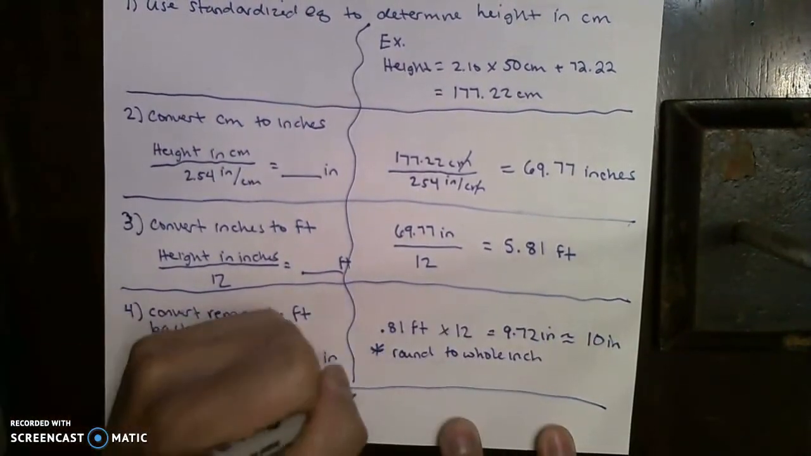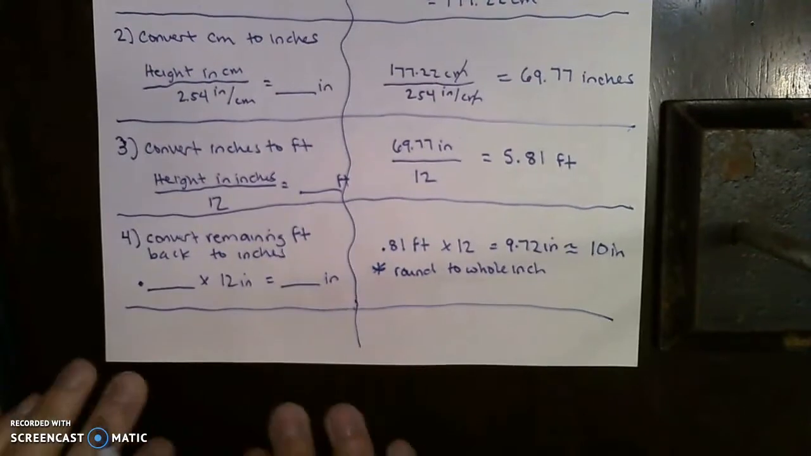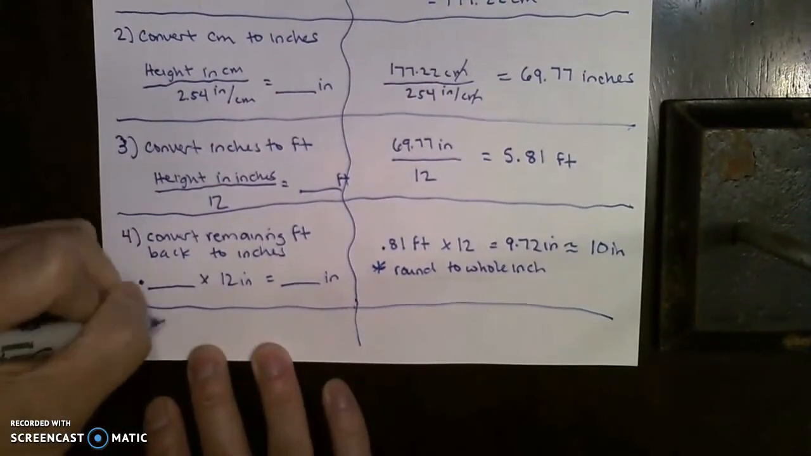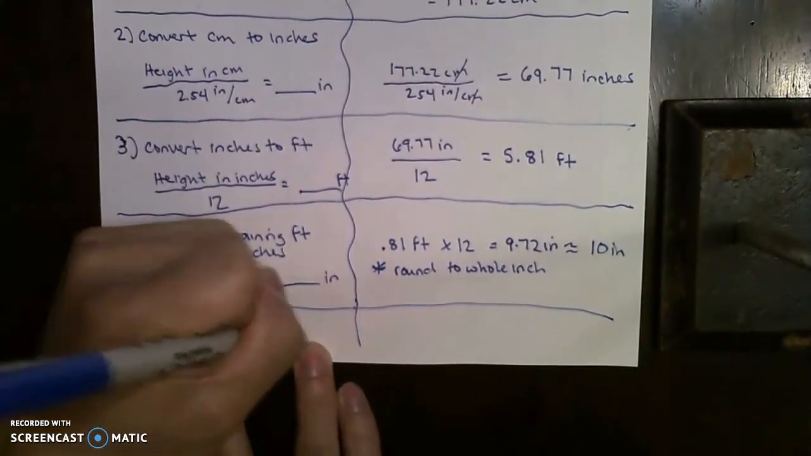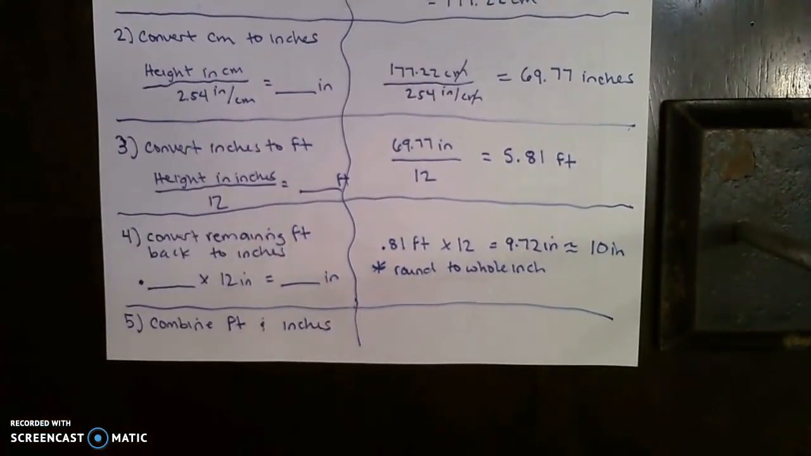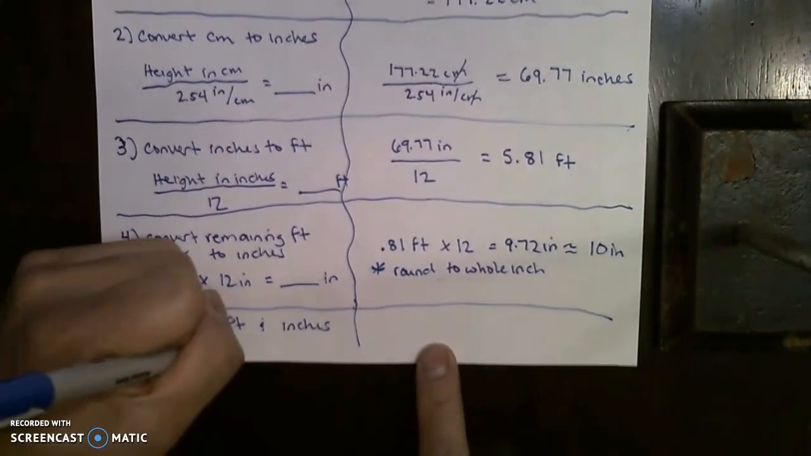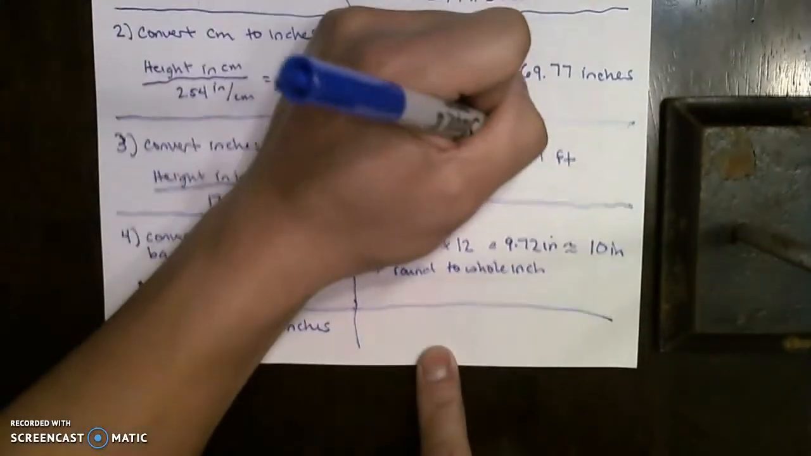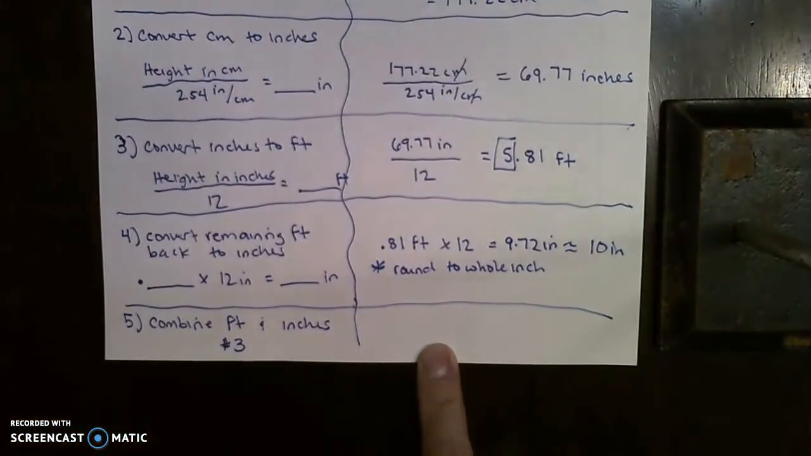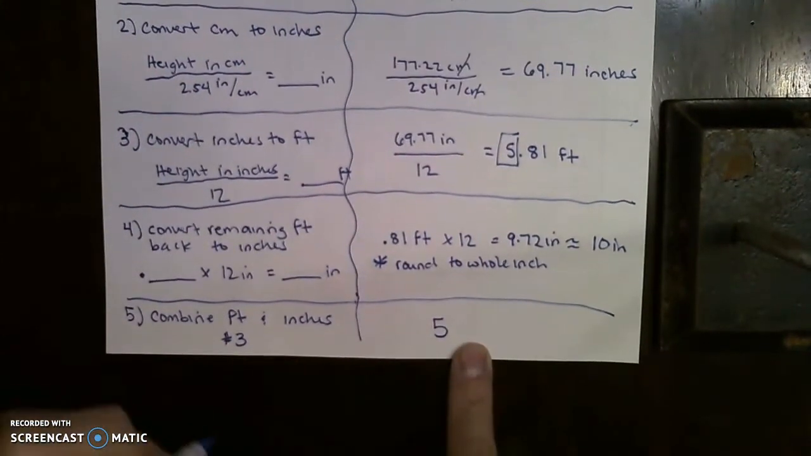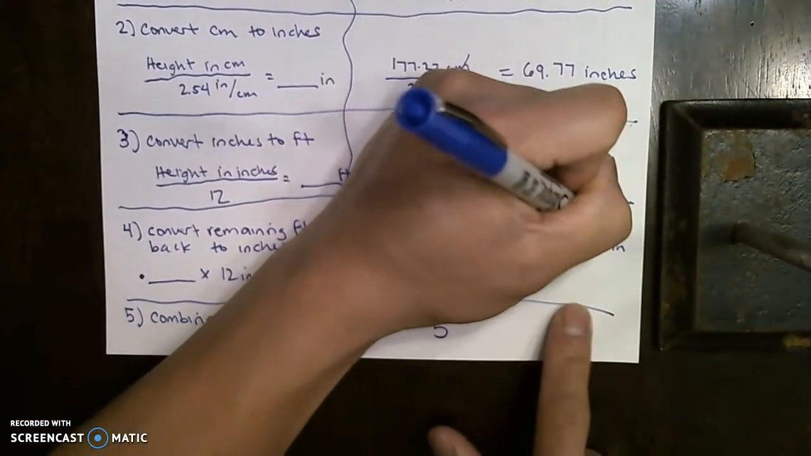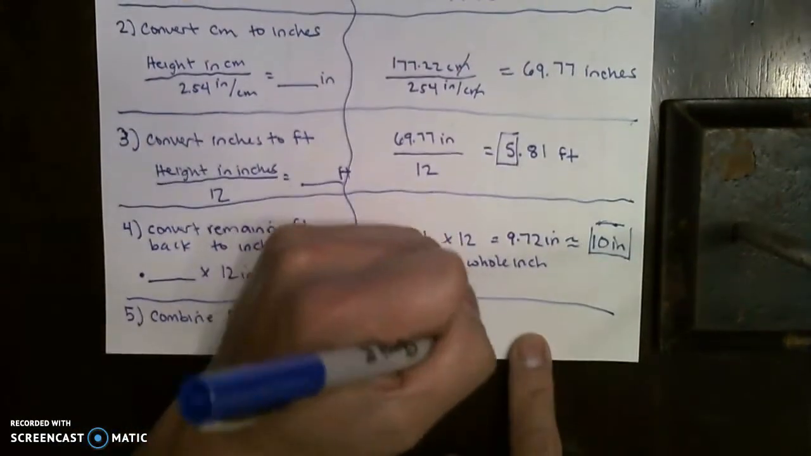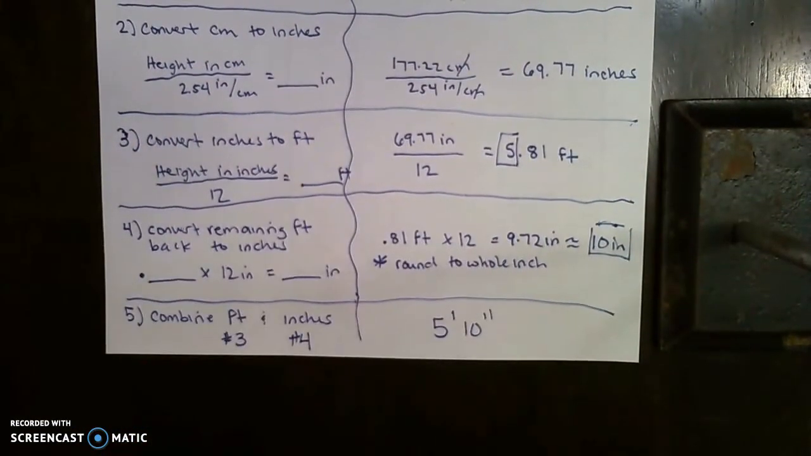The last step is the easiest step. Step 5, we're just going to combine feet and inches. Notice we solved for feet in step number 3: 5 feet. And for inches, we solved that in step number 4: 10. 5 feet 10 inches is the height of this African American male.